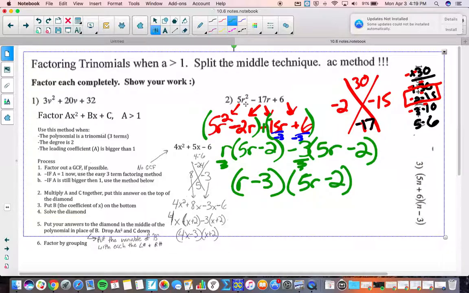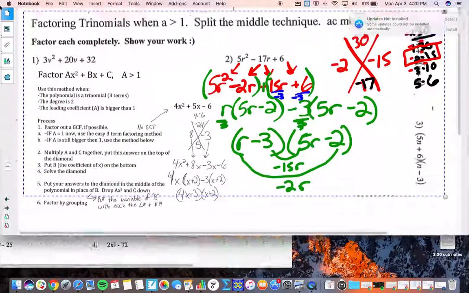And if you went about and FOILed it, I'm seeing that this first multiplication gets you 5r squared. Good, that takes care of that. Here you get negative 15r and negative 2r. What's negative 15r combined with negative 2r? Negative 17r. That's beautiful. And then last but not least, we have a negative 3 times a negative 2. A negative 3 times a negative 2 is a positive 6. Boom, that is correct. That is the solution.